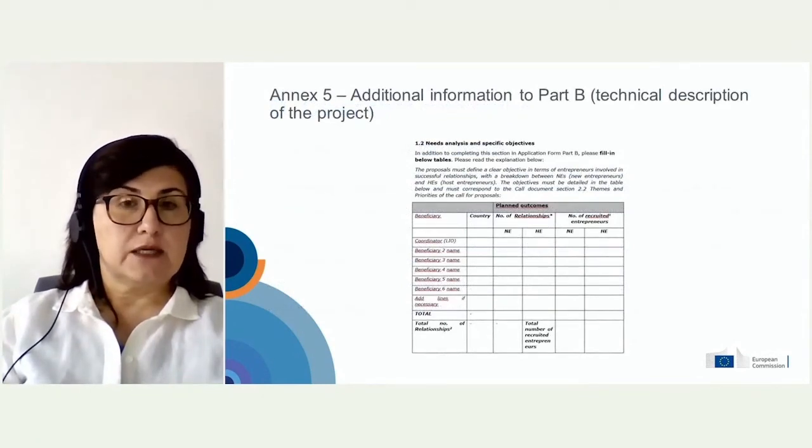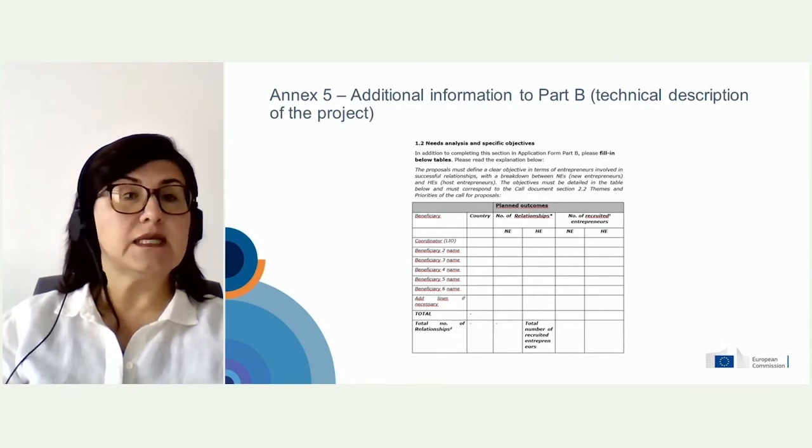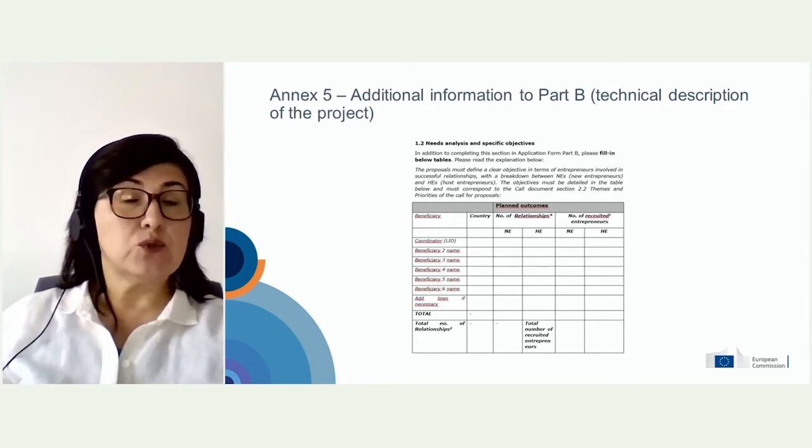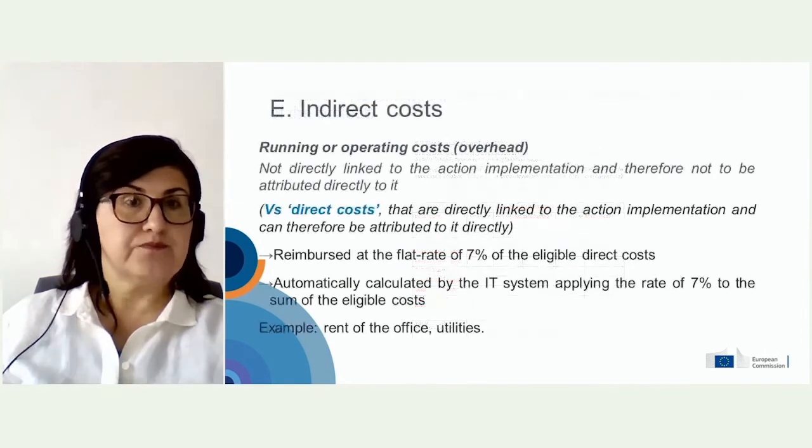Said for other cost categories, please be coherent in another part of the template of the proposal in Annex 5. Here again, you will find the table 1.2, where you have to list the new entrepreneurs. And of course, the amounts have to stick to the ones foreseen in the detailed budget table.